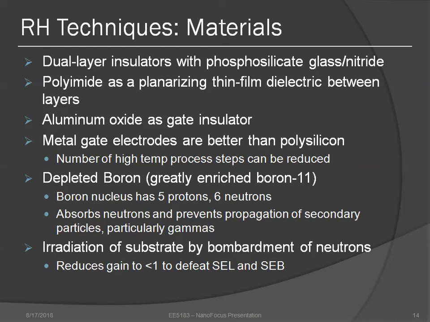The advantage of depleted boron is that it uses a borosilicate glass passivation layer to harden semiconductor devices against SEE. Basically, depleted boron will absorb neutrons so that they don't give out secondary particles in the form of gammas, which, as we learned, is the neutron-induced upset. And lastly, the substrate itself can be irradiated with a bombardment of neutrons to reduce the gain of parasitic PNP thyristor structures to less than 1. And that defeats latch-up and burnout, which are both single-event effects.